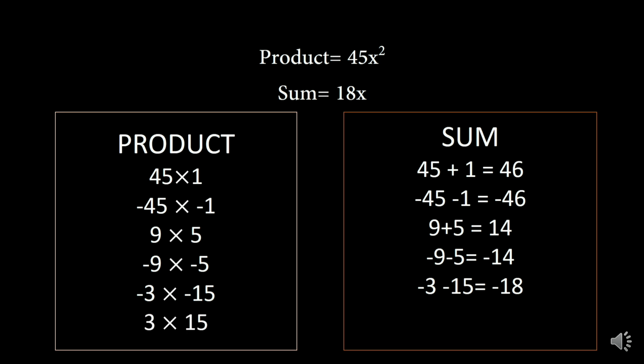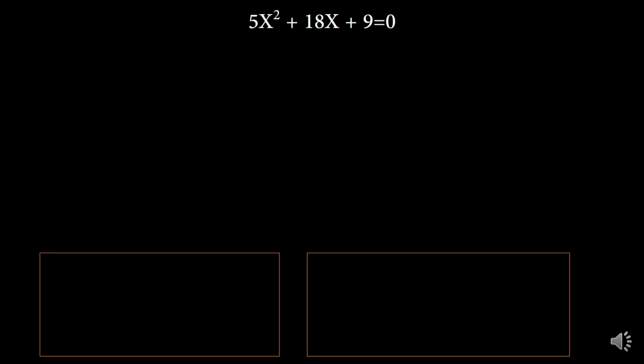So 3 times 15 is 45. 3 plus 15 is 18. Okay. So now we've already gotten the two integers we are going to use to answer this question. The next step is to replace this 18x with the two integers. That is 5x squared plus 3x plus 15x plus 9 is equal to 0.